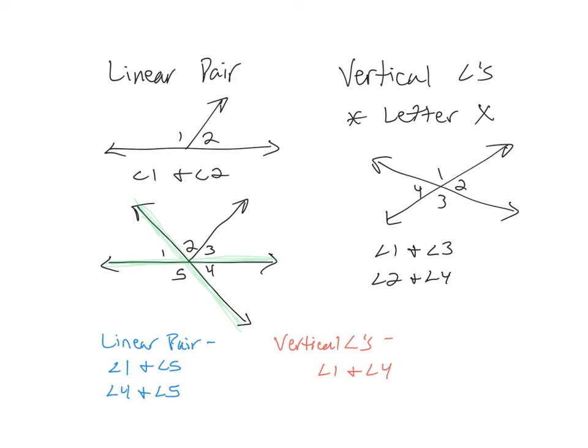So the 5 with the 2 or the 5 with the 3, those don't make an X. So we can't say those. Which ones are adjacent? Well, 1 and 2, 2 and 3, 3 and 4, 4 and 5, 5 and 1. All those that are next to each other.